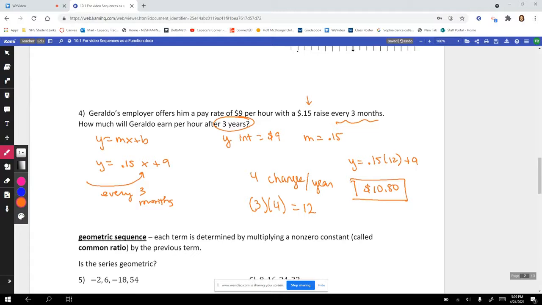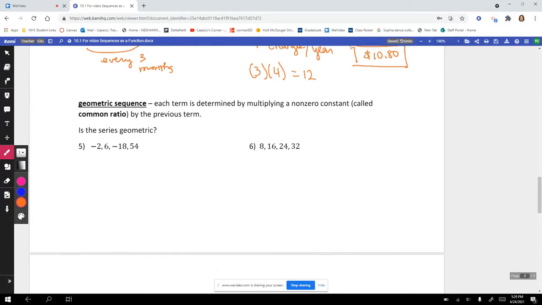Okay? All right, let's take a look at our geometric series. Each term this time, instead of adding, we're going to be multiplying by a non-zero number, meaning it can't be a zero, and we call that the common ratio. Now, we can multiply by a positive number or a negative number. We have to see how things go.